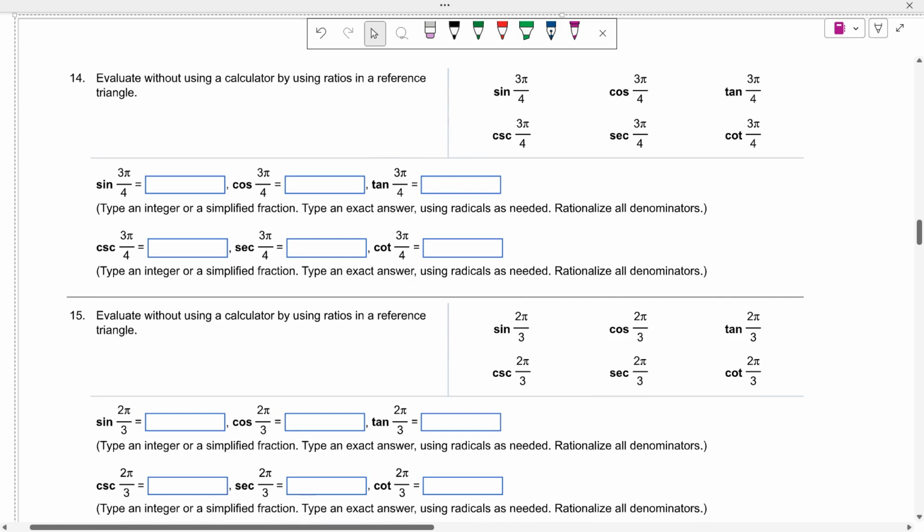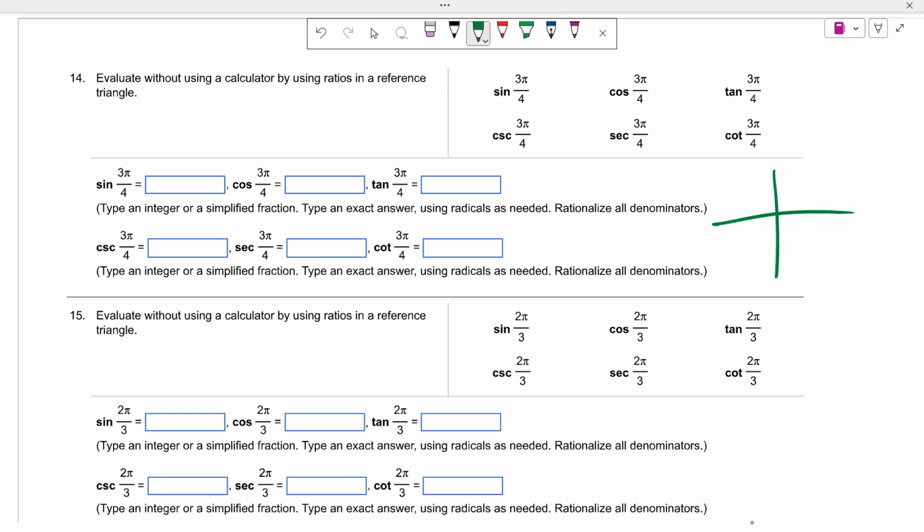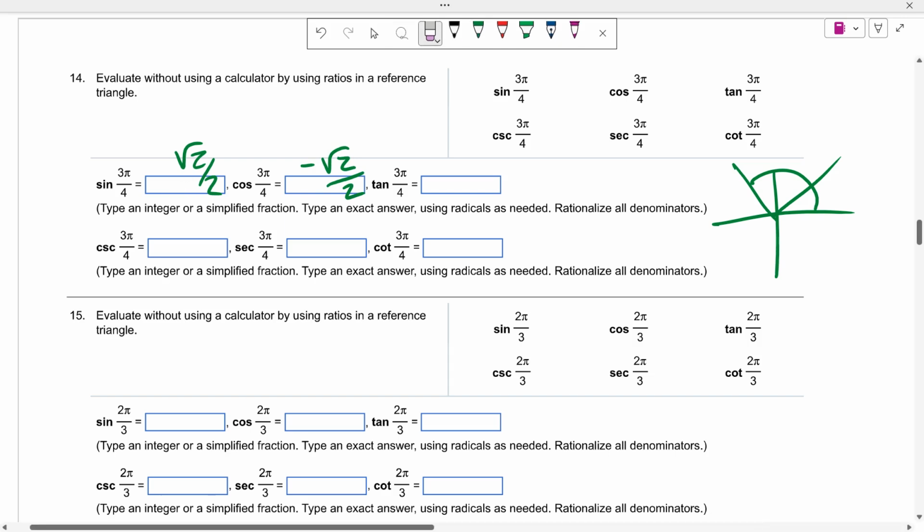Exact values of the sine of 3 pi over 4, cosine of 3 pi over 4, tangent of 3 pi over 4, cosecant, secant, and cotangent. Well, sine of 3 pi over 4 is over here, which is the same as the sine of pi over 4. It's square root of 2 over 2. And since I'm in the second quadrant, it's going to be positive. Cosine of 3 pi over 4 is the same as the cosine of pi over 4, except in the second quadrant, I'm negative. When these two are on top of each other, square root of 2 over 2 and negative square root of 2 over 2, I'm going to get a negative 1.